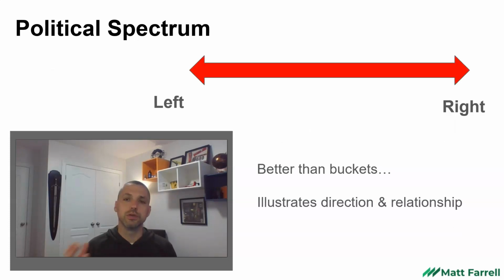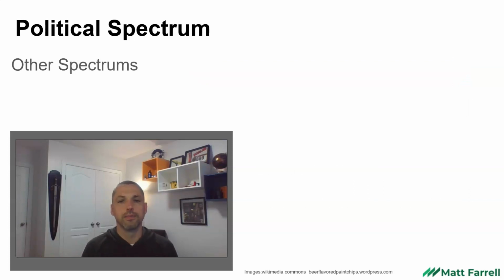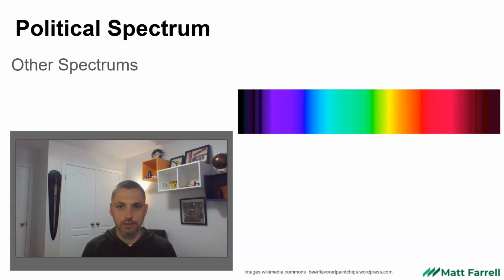So what we do is we use a political spectrum to try and compare right and left. Now, a spectrum is better because it can illustrate relationship, if something is further right than another, and also the direction, if some parties over time are trending in one direction or another. So a political spectrum is often what we use to try and place individuals or parties on a spectrum from right to left.